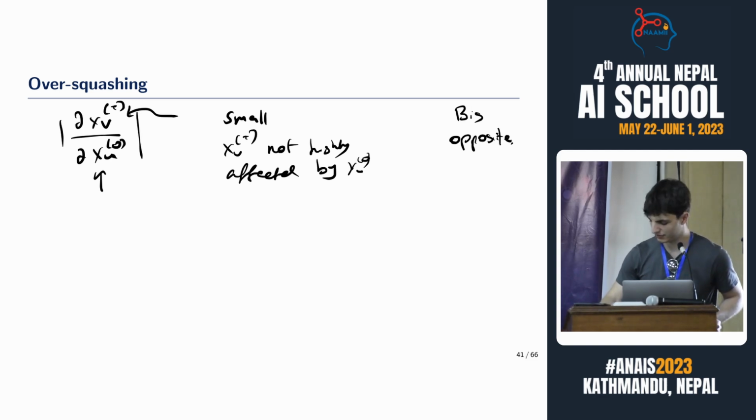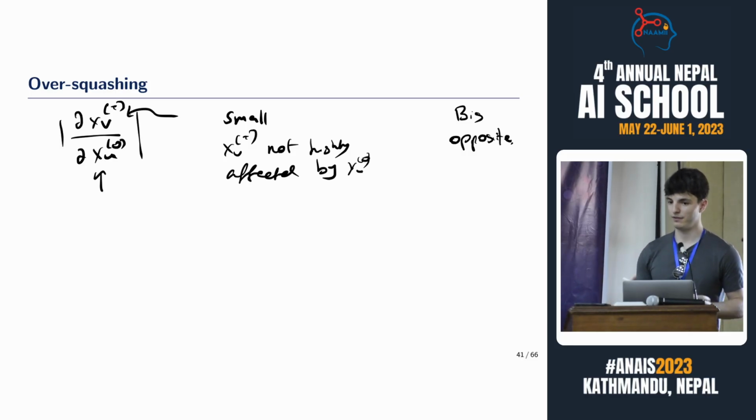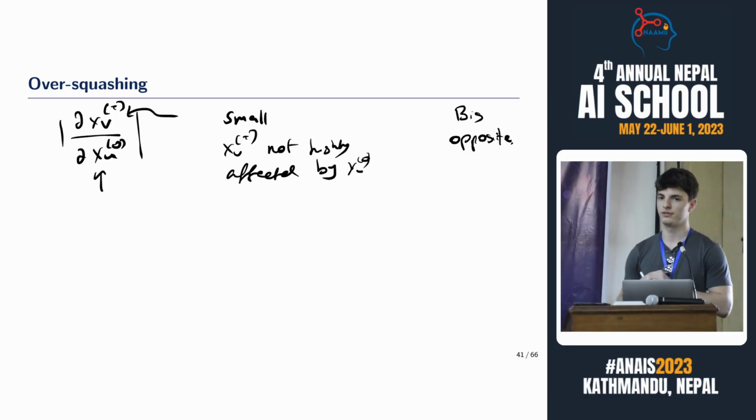So, just for notation, here we have some node U at layer 0 of this graph neural network, and here we have some node V at layer T. V and U are different nodes. So what is this partial derivative telling us?